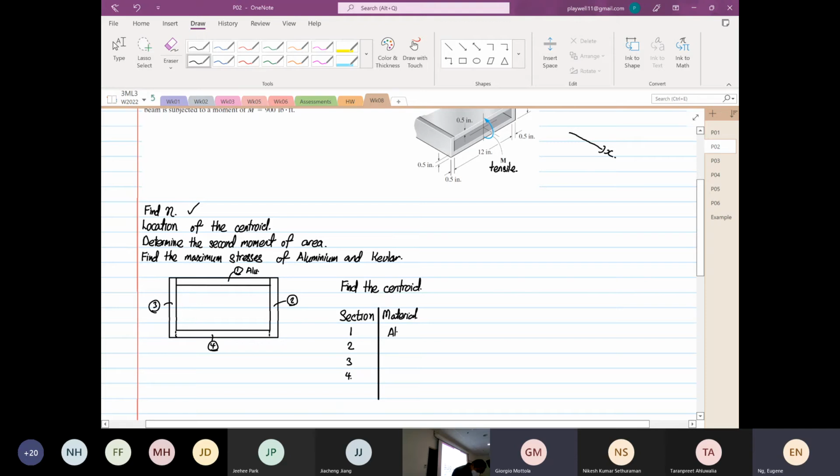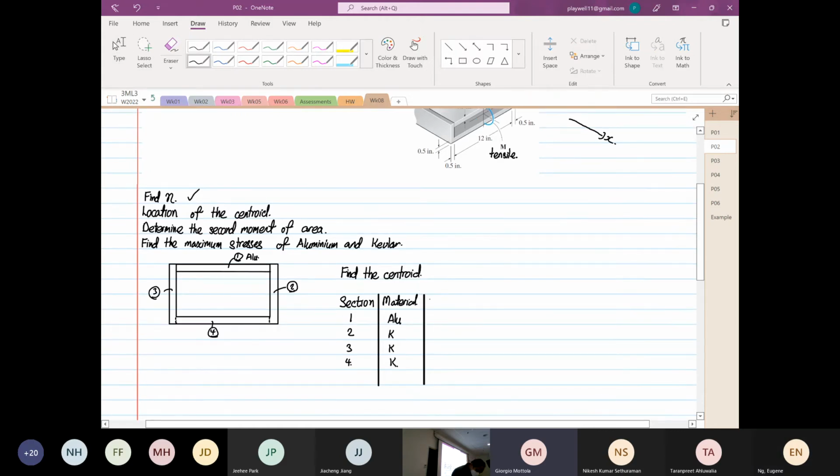So we know section 1 is aluminum, the rest is Kevlar. Okay. Then we put our N value. We know this is 1, right? Then for the rest, the N is 1.792 because they're Kevlar. And we pick our reference material as aluminum. Okay.